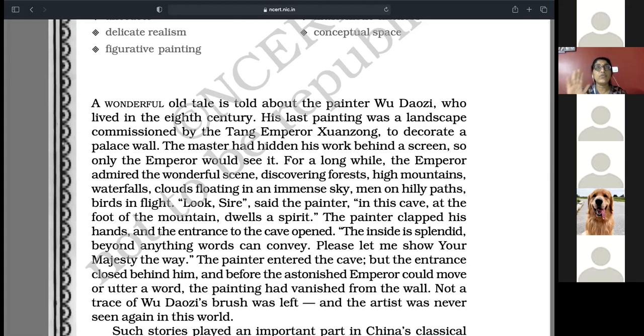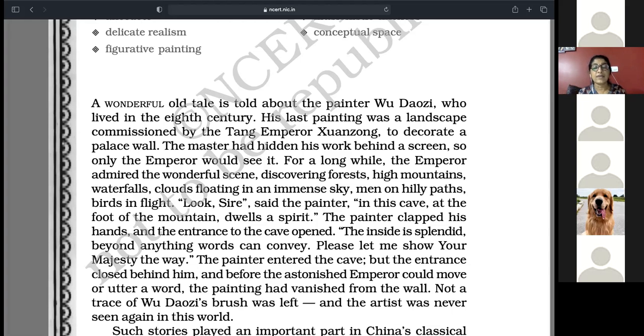यहाँ पर it is not realistic. This is illusion. और यहाँ पर वो उसका कहने का मतलब है कि he was entering, he was showing the painting as per the abstract idea that he had created. The inside is splendid, beyond anything words can convey. Please let me show your majesty the way.